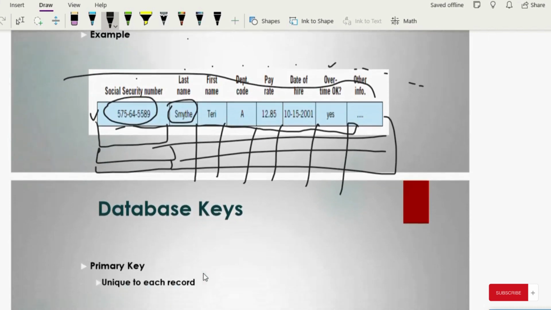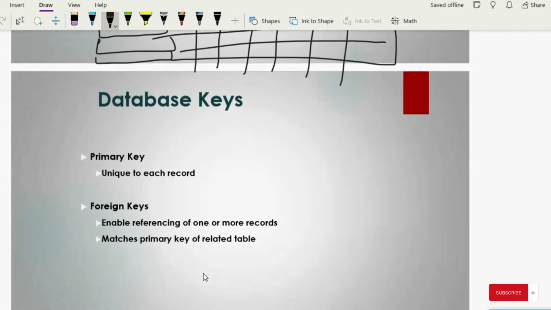Fine. Moving on towards the third thing, that is the database key. We use different types of keys in the databases to link them with each other. The two common keys which we use in the databases are known as the primary key and the foreign key. When I say primary key, it is unique to each record.